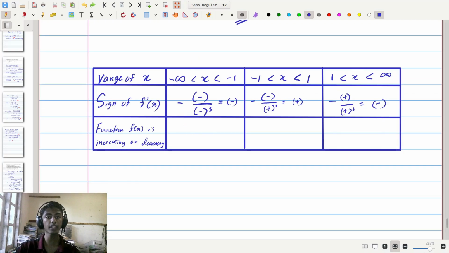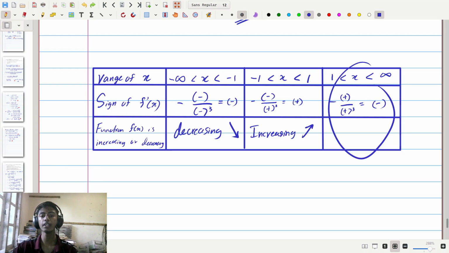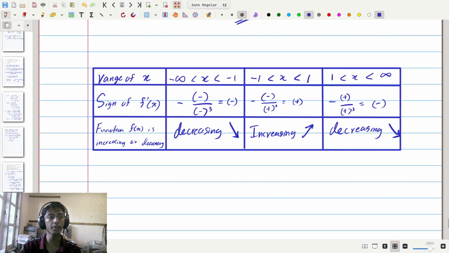So completing the graph, we can see since f prime x is negative here, the graph is decreasing on this range. So we can say decreasing, and maybe just draw an arrow downward to indicate decreasing. On this range we have positive gradient, and therefore it's increasing, so going up. And finally on the last range it is decreasing once again. So we can write for this one also decreasing and a downward arrow. So this is the behavior based on the derivative of f of x, by finding the sign of f prime x and finding each of the ranges on which it's increasing and decreasing.